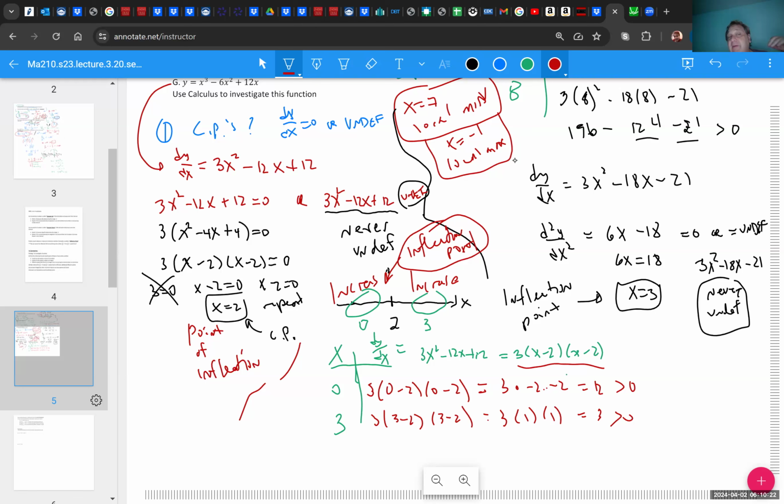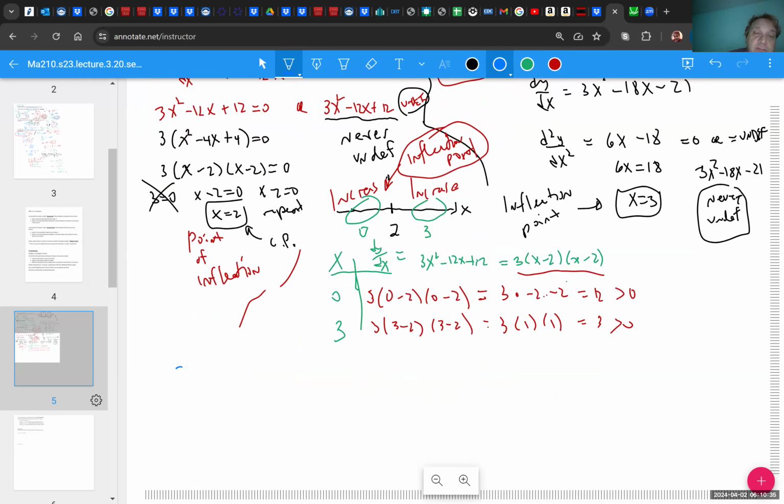All right, so after we have found the critical points with the derivative equaling 0 or the derivative being undefined, we need to go find possible additional inflection points by using the second derivative. So how do we find possible additional inflection points? We take the second derivative and we make that equal to 0, or we make it undefined.